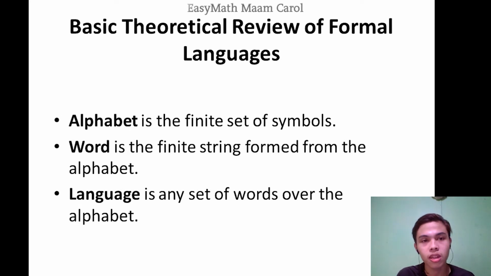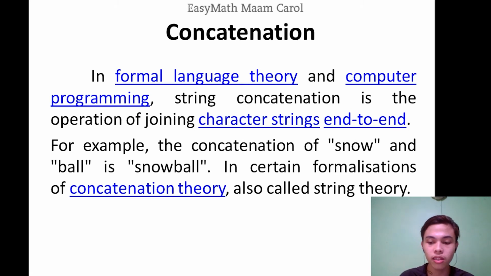So I have here the basic theoretical review of formal languages. The alphabet is the finite set of symbols. A word is a finite string formed from the alphabet. A language is any set of words over the alphabet. So under formal languages, concatenation. Concatenation is combining two words, or combining one object or one word to another. For example, I have here snow and ball. So the output is snowball.